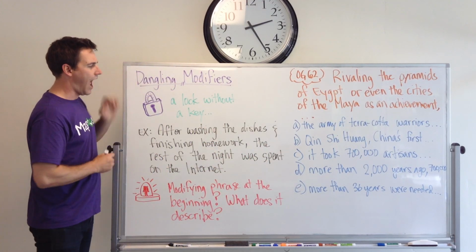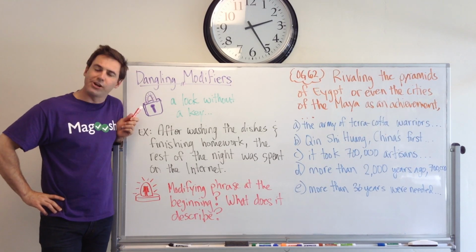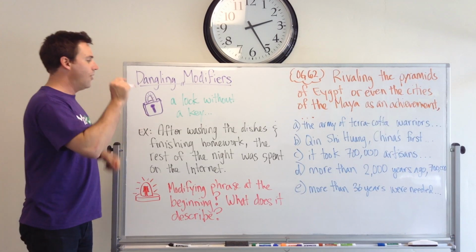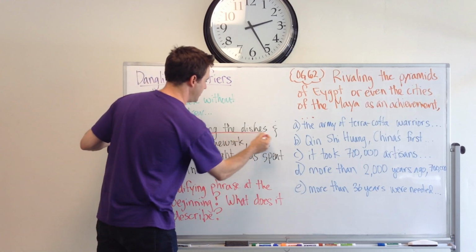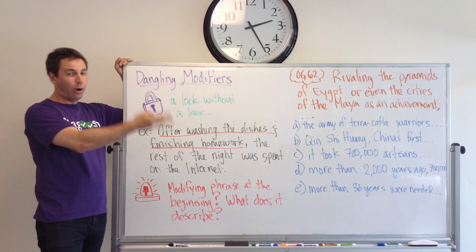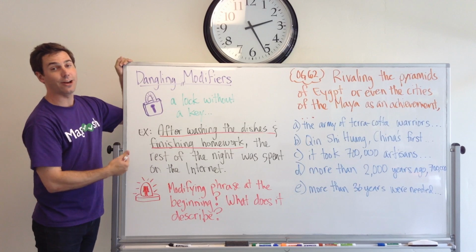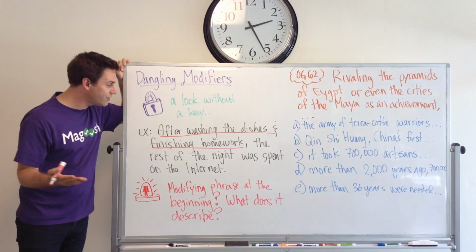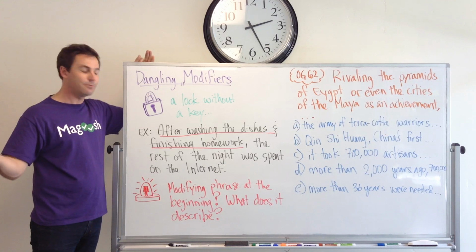So here's an example. After washing the dishes and finishing homework, the rest of the night was spent on the internet. Makes sense, right? What's wrong with this sentence? What could possibly be wrong? You have to think about the logic here. Here's the modifying phrase: after washing the dishes and finishing homework. Reading this, I logically know a person is involved. People wash dishes, although a washing machine could do it, but I know they also finish their homework. So it's not a washing machine, it's a person. They're probably in school as well, and they're at home, washing dishes and finishing their homework. Okay, it's a person. What could possibly be wrong?